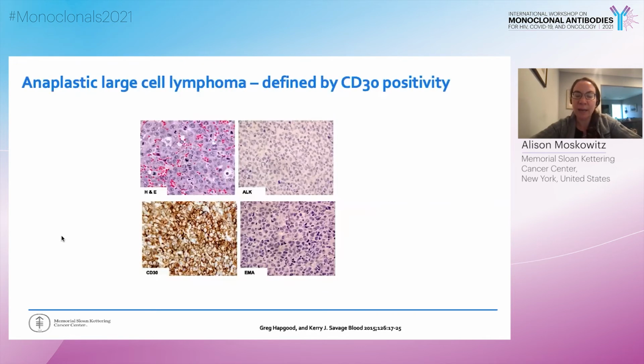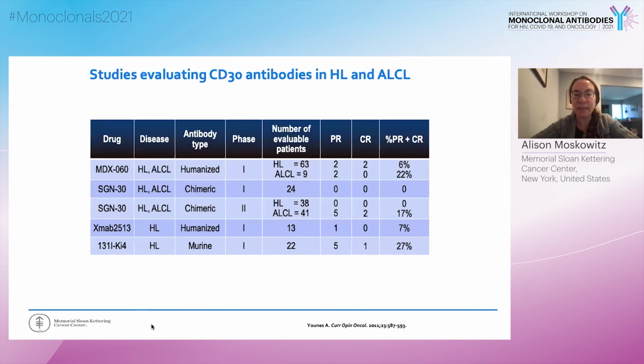Another disease that's defined by expression of CD30 is a type of T-cell lymphoma called anaplastic large cell lymphoma. And showing you here the immunohistochemical staining showing that this disease is really defined by sheets of CD30 positive cells, so not just rare CD30 positive cells that we see with Hodgkin lymphoma. But based upon the fact that both of these diseases always express CD30, there was, understandably, interest in looking at monoclonal antibodies that target CD30. And there were various different studies evaluating this in both of these diseases.